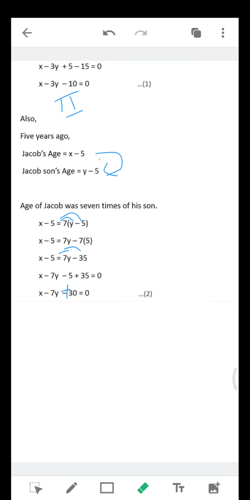These two equations, that is first equation, what's our first equation? Our first equation is x minus 3y minus 10, and second equation is x minus 7y plus 30. Okay, make a correction there. x minus 7y plus 30. It's not minus 30. Okay.